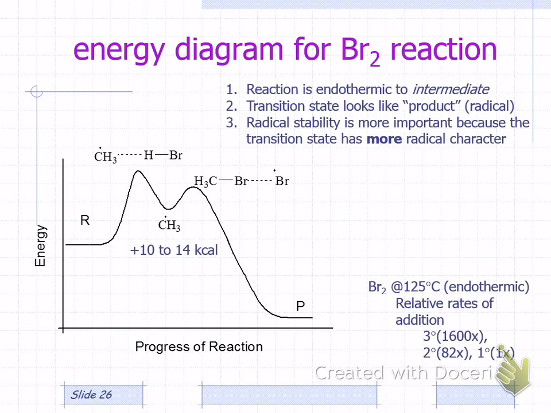So this is what I was just saying. The reaction is endothermic to the intermediate. The transition state looks like the radical, right? So radical stability is more important in bromination, least important in fluorination. The probabilities are almost like 1:1:1 for fluorination. It doesn't care at all. The general principle is this: more reactive, less selective. Fluorine is very reactive, tends to be less selective in where the hydrogens are pulled off, and less reactive will be more selective, okay?